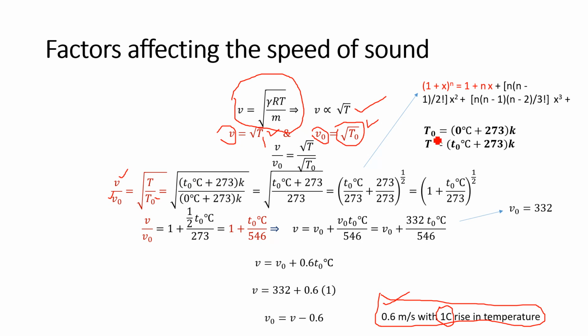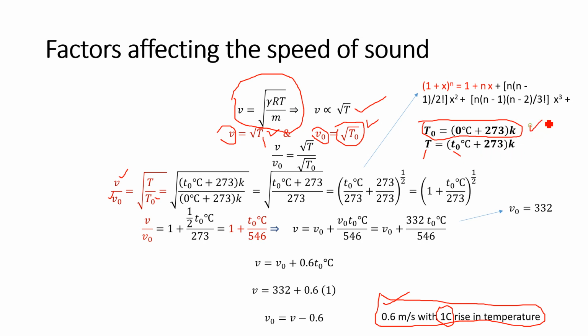Now let's consider T naught is equal to 0 degree centigrade. If we take this temperature in Kelvin, this will become 0 degree centigrade plus 273 K. So we have temperature T naught, which is 0 degree centigrade, equal to 273 Kelvin. Now T is equal to a specific temperature. This can be any temperature but not 0. So we have T equal to t degree centigrade plus 273 Kelvin.